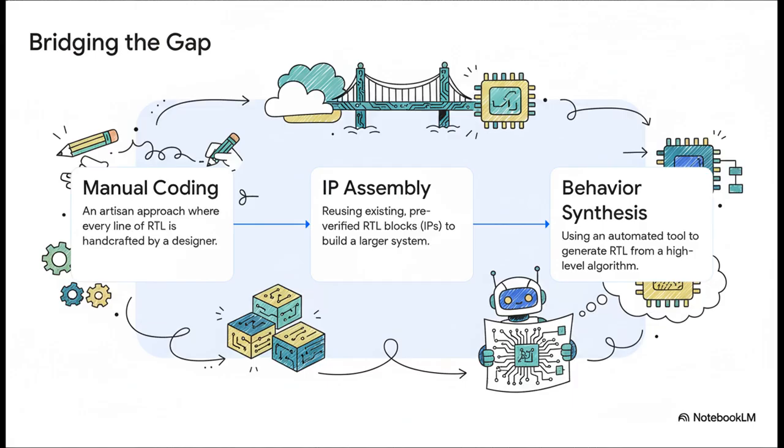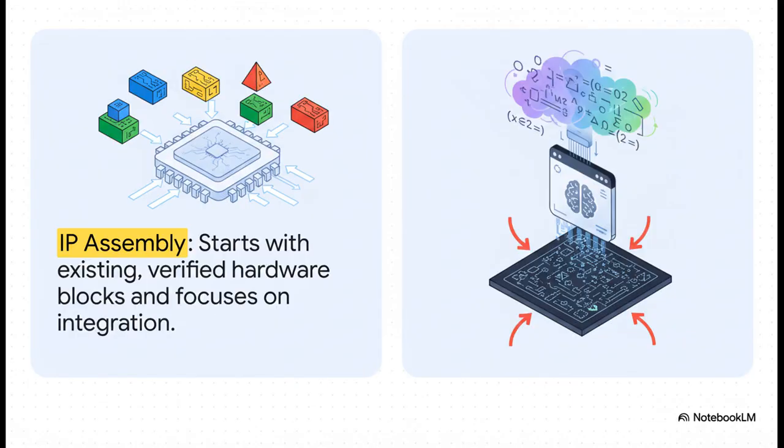Now, in modern chip design, it's really the last 2 approaches that dominate the landscape. IP assembly starts with existing, already verified hardware blocks and is all about integrating them into a bigger system. Behavior synthesis, on the other hand, starts with a pure algorithm and automatically generates those hardware blocks from scratch. They're 2 very, very different philosophies.